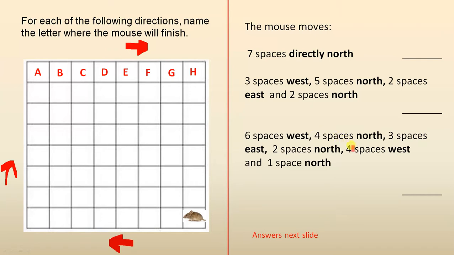Now the third journey, he comes back to here, so he always starts from here. And this is the journey he makes. This is quite a complicated one, so look at it carefully. 6 spaces west, 4 spaces north, 3 spaces east, 2 spaces north, 4 spaces west, and 1 space north. So you have to write 3 letters here where the mouse finishes for each of those journeys.